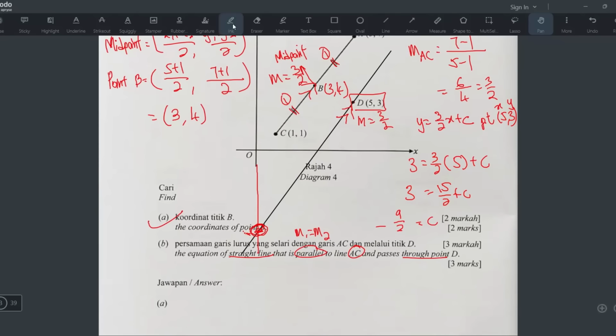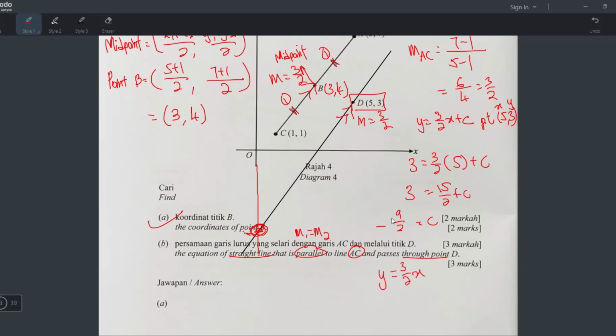All right, when you reach here, now you can write your c inside here, and the equation answer will be y equals 3 over 2 x plus c, and your c is negative 9 over 2. So this is your equation, and you write it in the y equals mx plus c format. Okay, so done with my b. That's all.